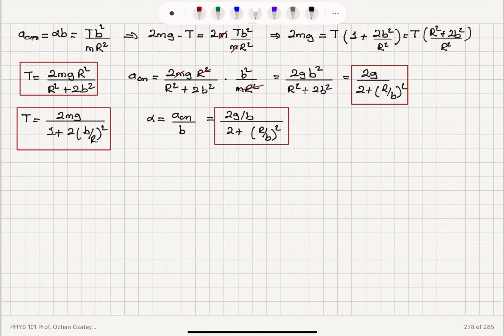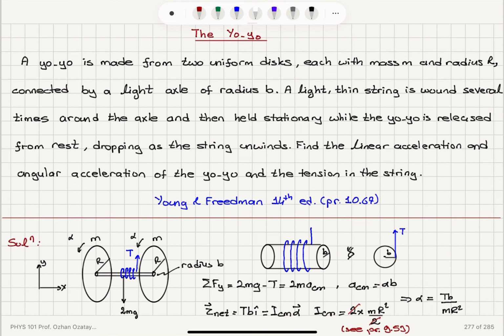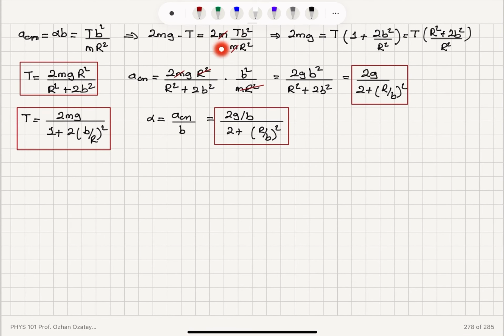And acceleration of the center of mass is alpha b, so it's Tb squared over mR squared. So this can be substituted into this equation. 2mg minus T is 2m times acceleration of the center of mass, Tb squared over mR squared. We can isolate tension from this equation, and we obtain 2mg R squared over R squared plus 2b squared. Then I divided top and bottom with R squared in order to get the dimensional consistency easily trackable, so I can see that this tension has the same dimension as the weight mg.